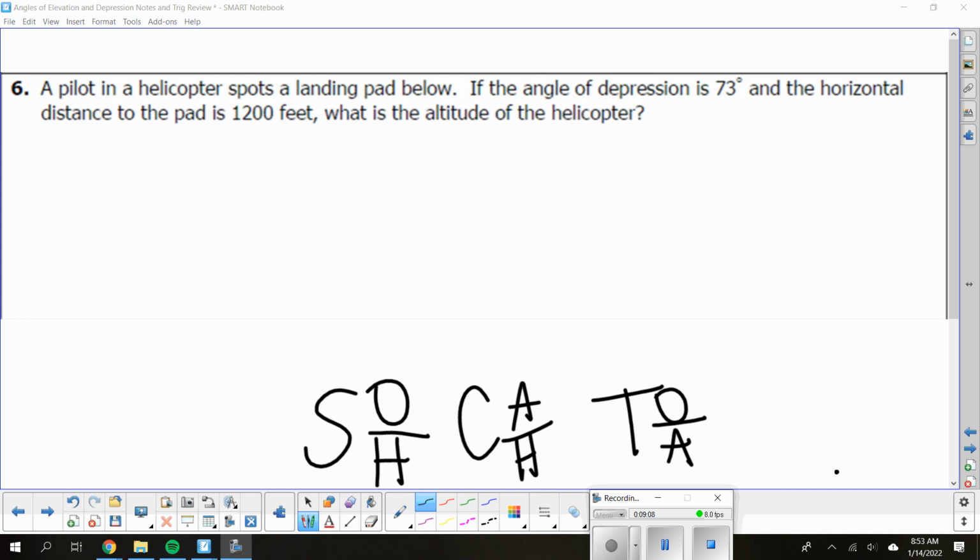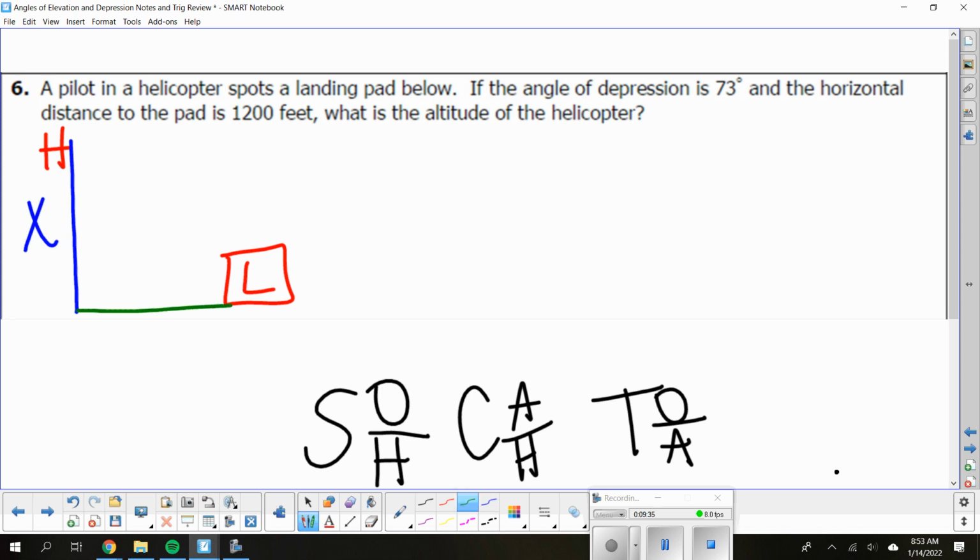Okay, so I'm looking at number 6. A pilot is in a helicopter and he's got a landing pad. So I have my helicopter and I have my landing pad. The angle of depression is 73 degrees and the horizontal distance to the pad is 1,200 feet. What is the altitude? So altitude means height. They want to know how high up the helicopter is. I know my helicopter to my landing pad horizontal distance is 1,200, and so we just need to complete our right triangle.